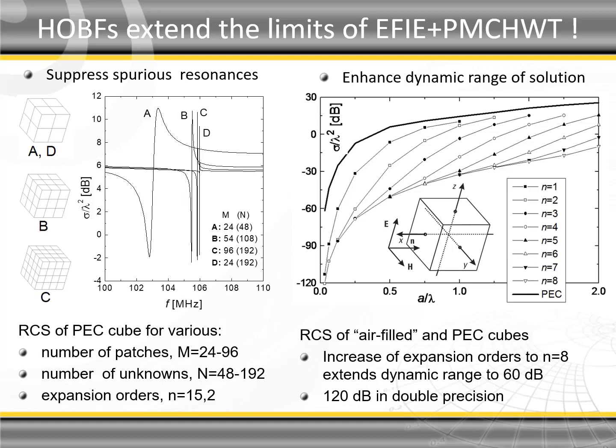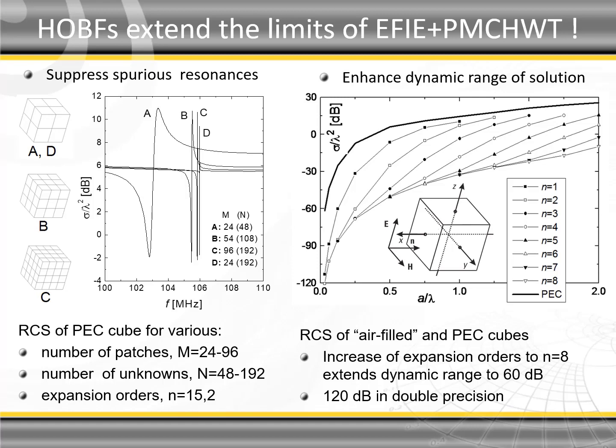By increasing the number of unknowns, the width of the spurious peak in the RCS response decreases. This decrease is much faster if high-order bases are used. In particular, the results for order 3 are not shown since the peak is significantly narrowed and becomes hardly visible.